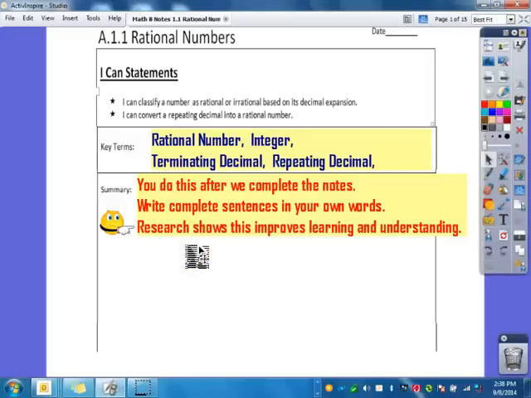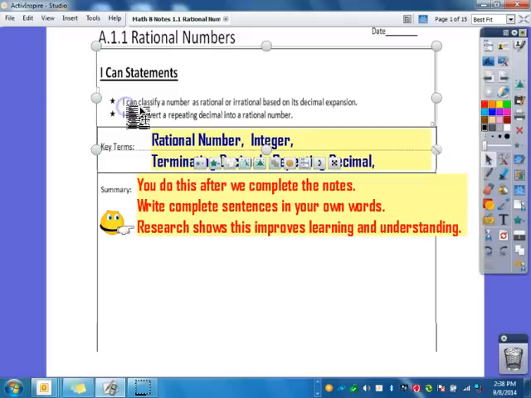Today's lesson is 1.1 Rational Numbers. It's the very first lesson in Unit 1. The I can statements that we're going to be able to say when we're done with this lesson are: I can classify a number as rational or irrational based on its decimal expansion. I can convert a repeating decimal into a rational number.